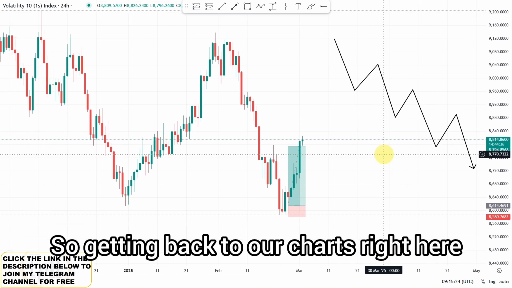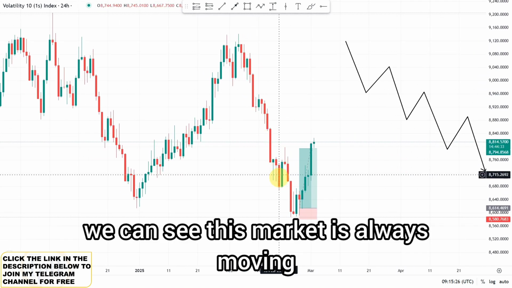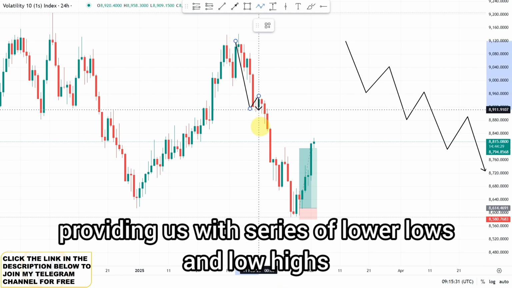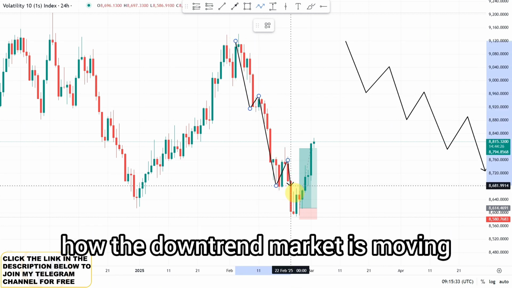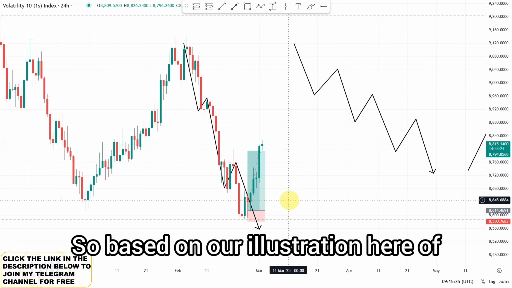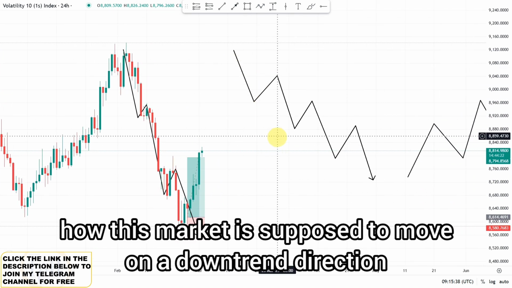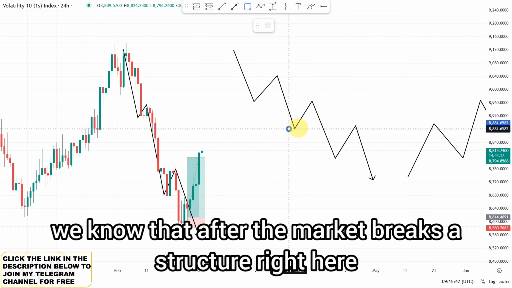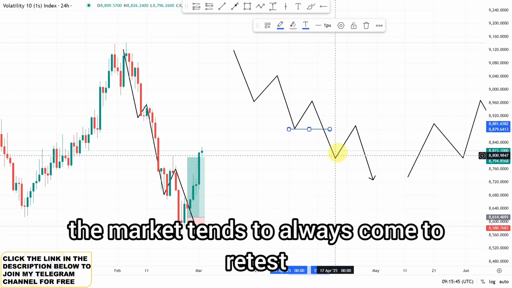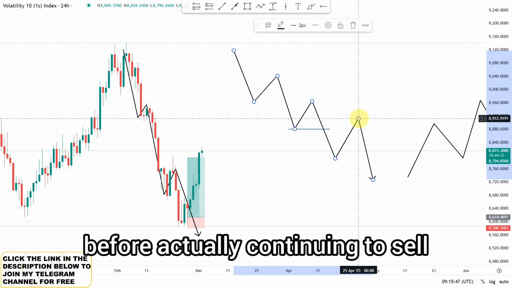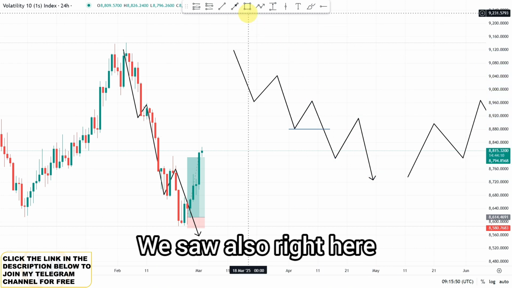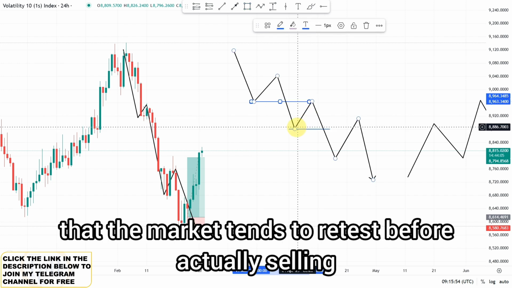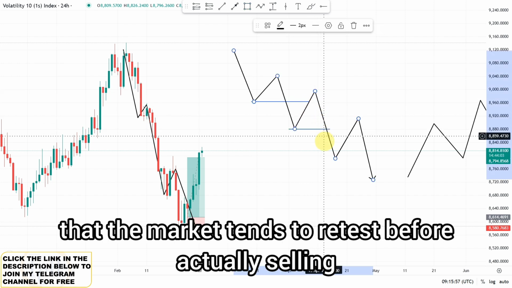Getting back to our charts, we can see this market was moving with a series of lower lows and lower highs, a typical way a downtrend market moves. Based on our illustration of how the market moves in a downtrend, we know that after the market breaks a structure right here, it tends to always come back to retest before actually continuing to sell.